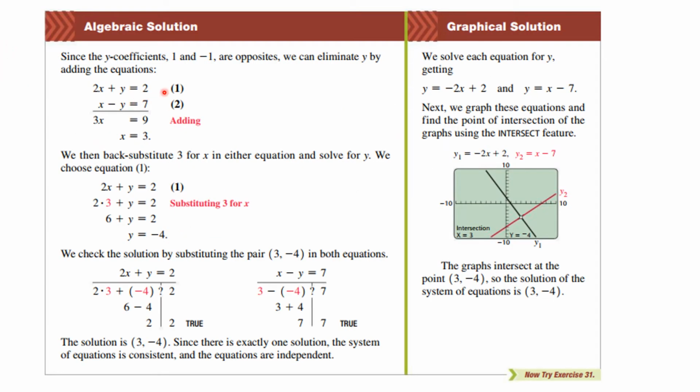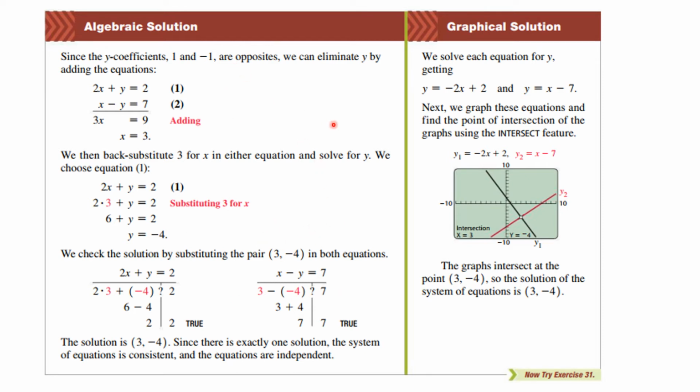So what we're going to do is just add the two equations. If we add them directly, the y's will drop out, and you'll have 3x is equal to 9, so x has to be 3. But then what you can do is substitute 3 into either equation and solve for y. So if we go into equation 1 and we substitute 3 for x, we find that y has to be minus 4, and we could check by substituting into both equations if we wanted to.